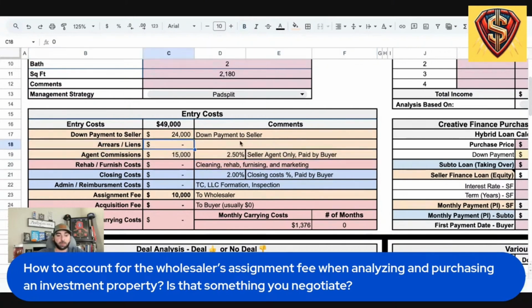We're going to remove the arrears or liens from this right now because I don't like to mess with their arrears or liens or try to get them modified or lowered. You get into some issues that are just not worth it. If you do that, that's awesome.